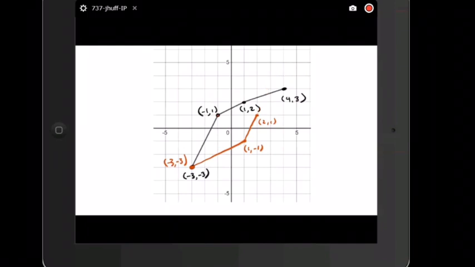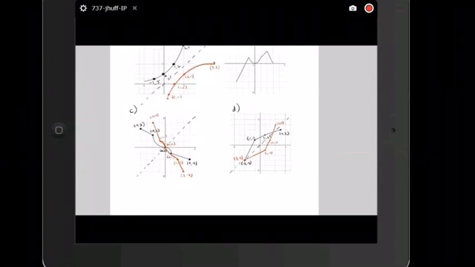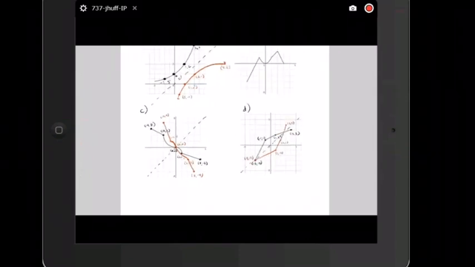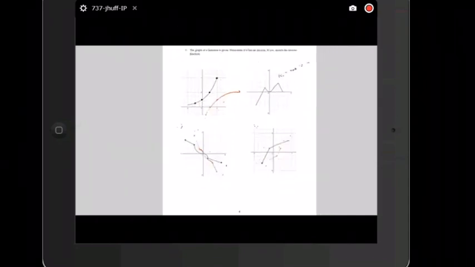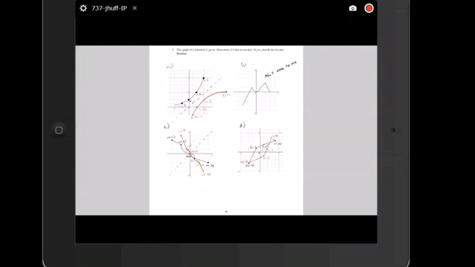And you can see that it is a reflection across that line y equals x. Okay. I think that is our final page. So those are the types of questions you can expect to come out of Unit 1.